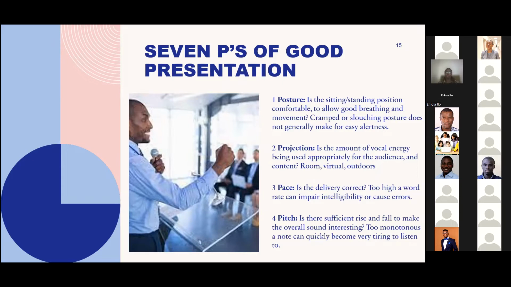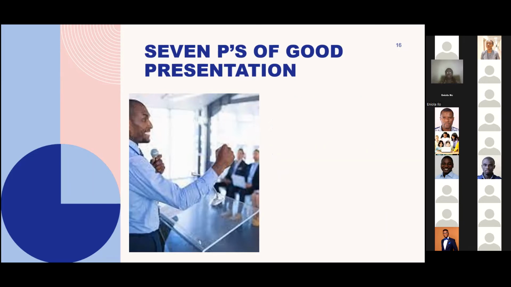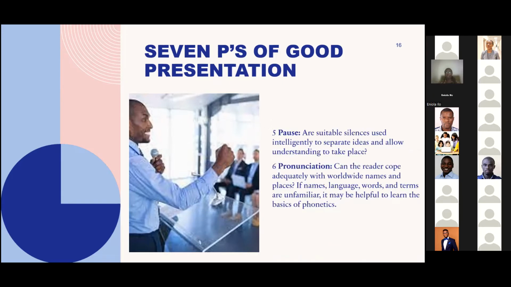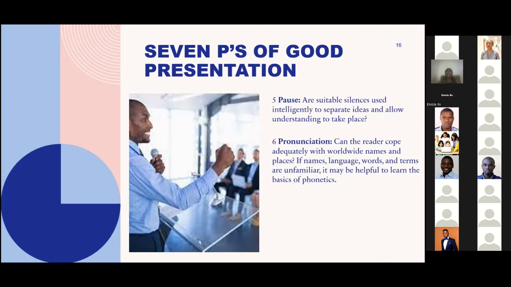Pitch is just sufficient rise and fall, so that you can follow the way I speak and the way I sound. Is it interesting? Is it too monotonous that you want to break from that and make it more relevant for the audience? You don't want to sound sing-song, like speaking to small children while you're speaking to PhD graduates, for example. Suitable silences are used intelligently to separate ideas, so that you can understand and you can also take pace. You can let your audiences follow through with you.